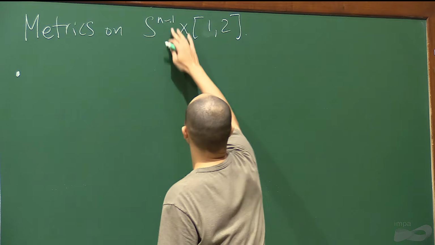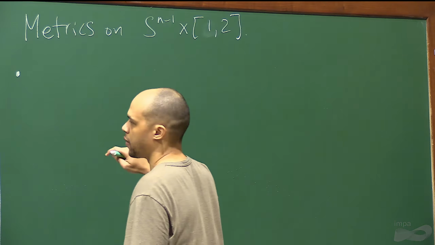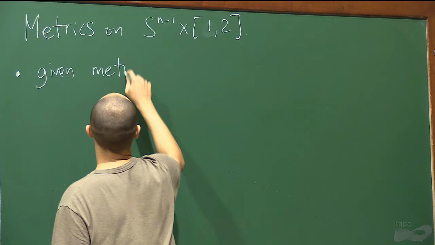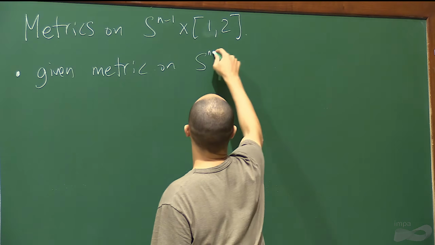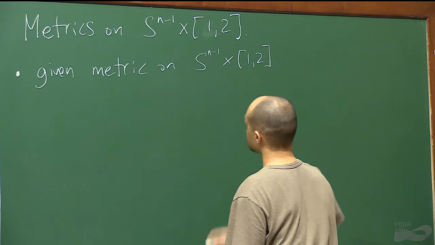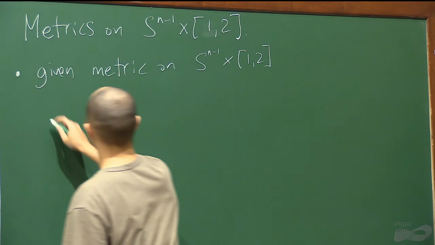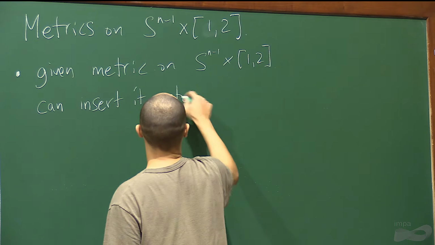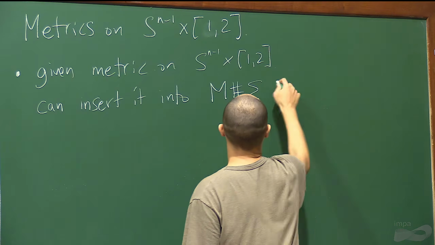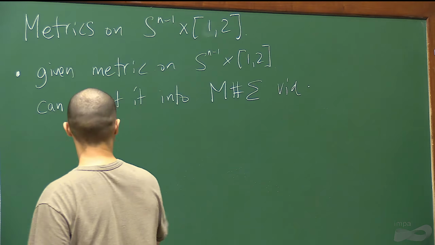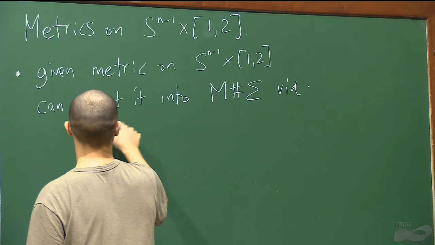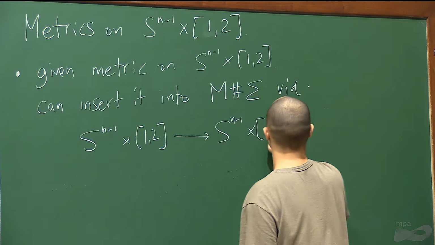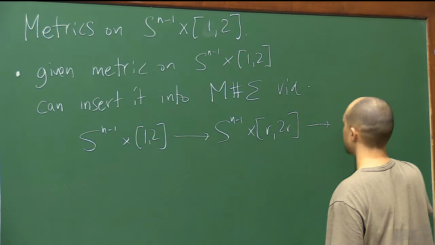OK, so I just want to look at metrics here. Oh, yeah, so maybe the first observation is, given a metric on this annulus, we can insert it into M connect sum Sigma via the following composition. So we can push forward the metric in the following way.